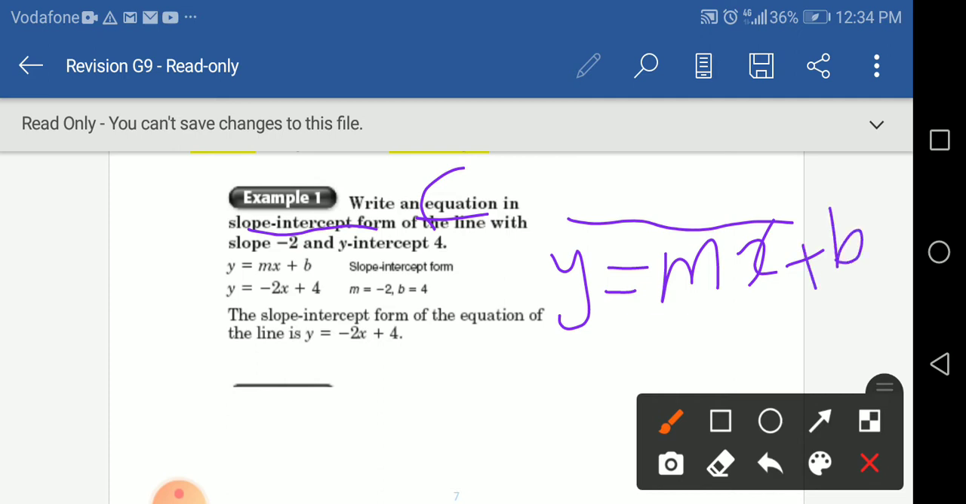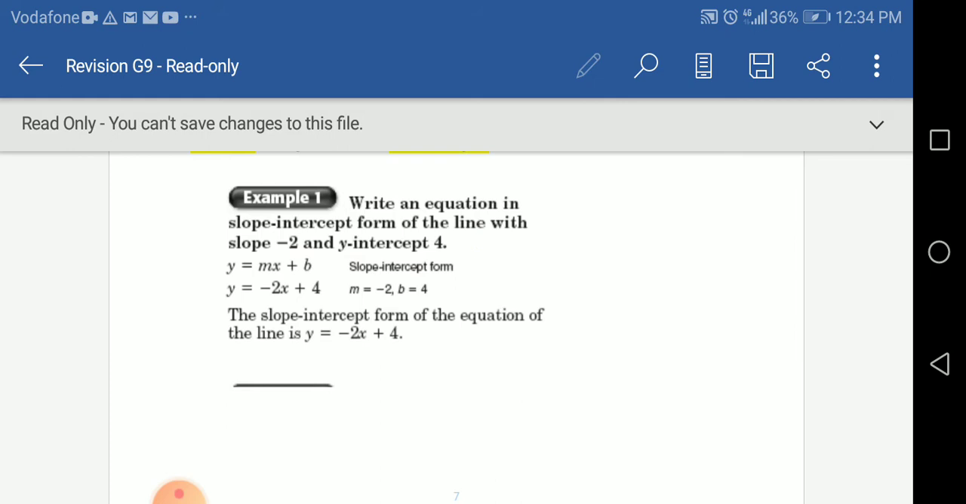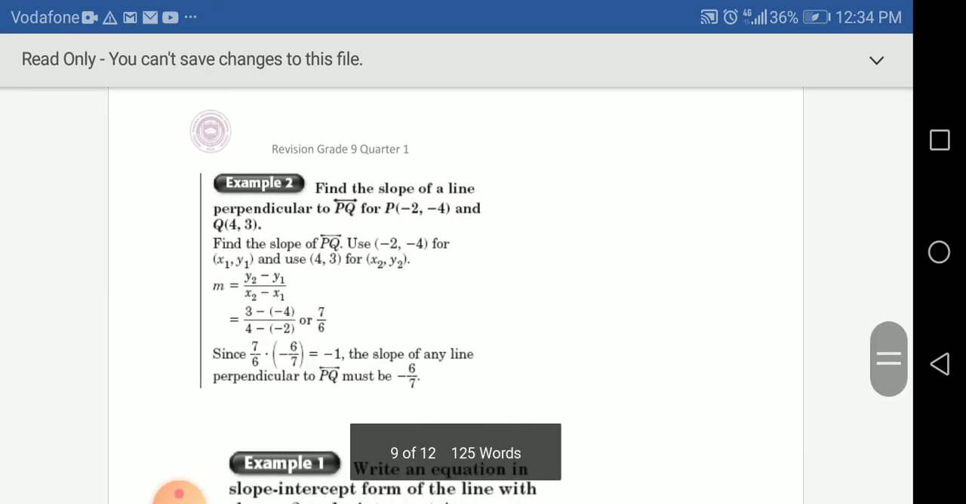This is very important. And he gives me here the slope -2. So instead of m, I write -2, x. And I have here the y-intercept is 4. The y-intercept, which is b, is 4. So I will write here 4. So it's easy like that. Okay, let's see example 2.